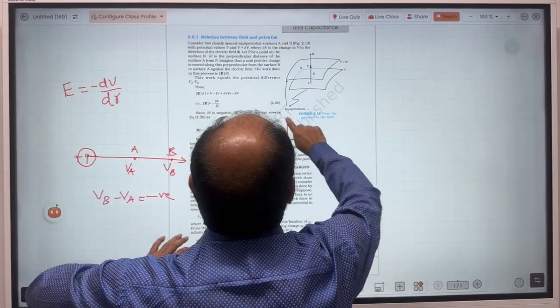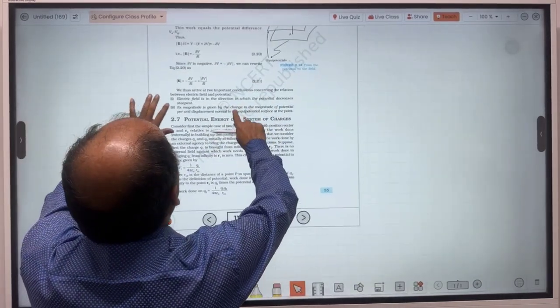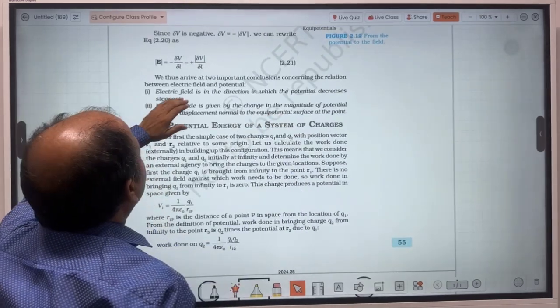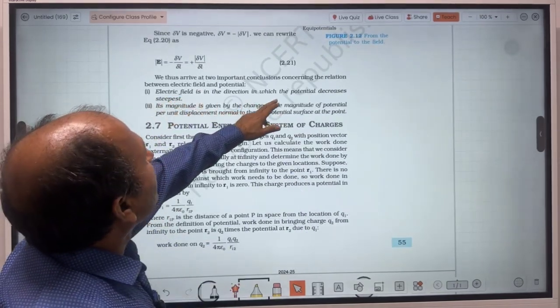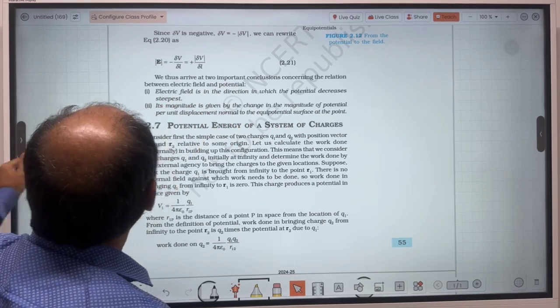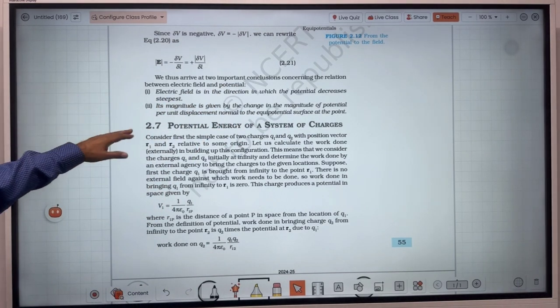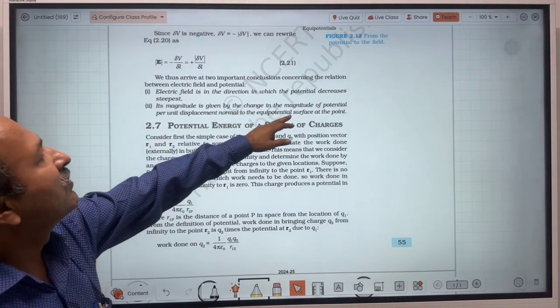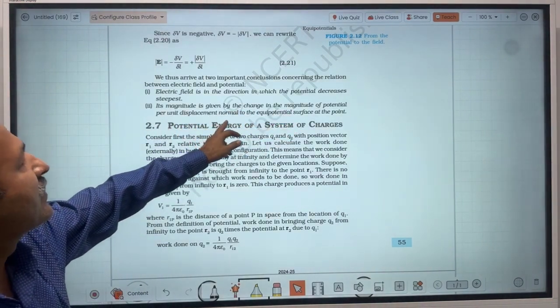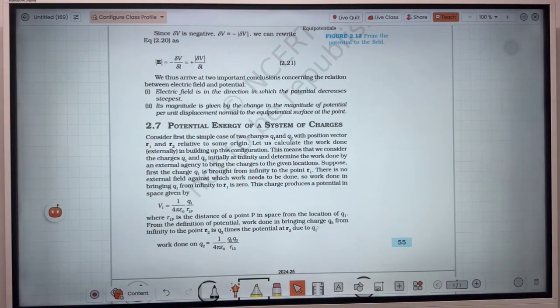Here some points are given that you can read. Electric field is in the direction in which the potential decreases steepest. As I have shown you, in the direction of electric field, potential will keep on decreasing. Its magnitude is given by the change in magnitude of potential per unit displacement normal to the equipotential surface at that point. This is the same thing as I told you.